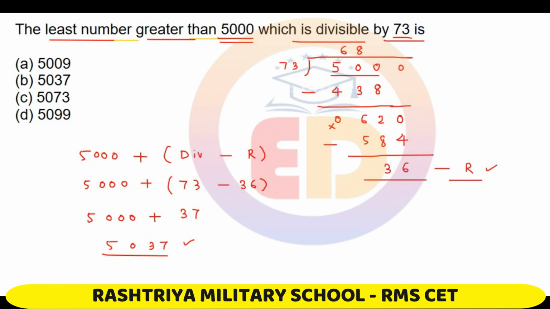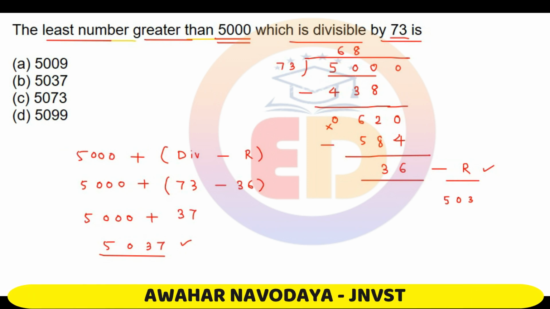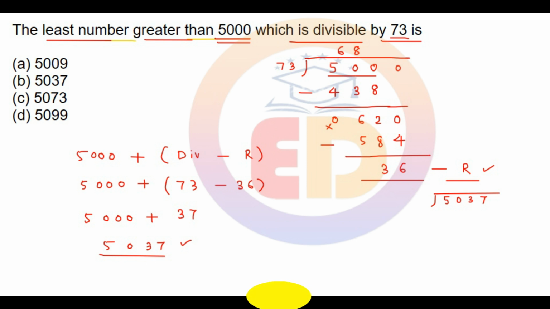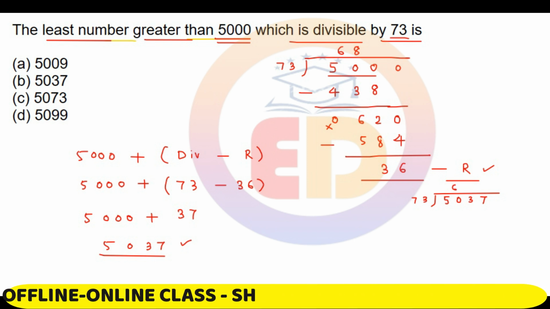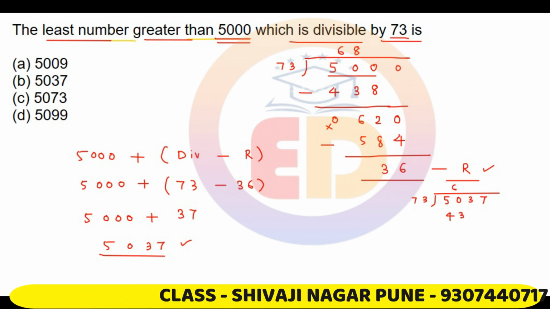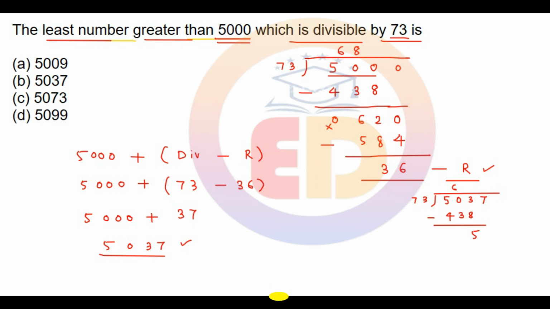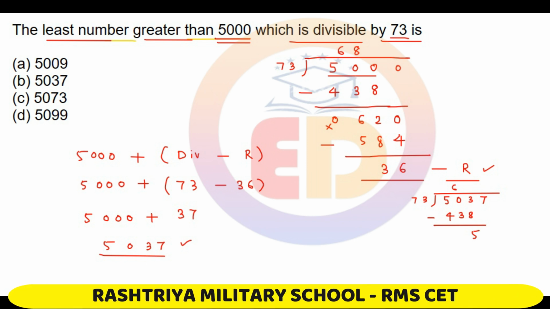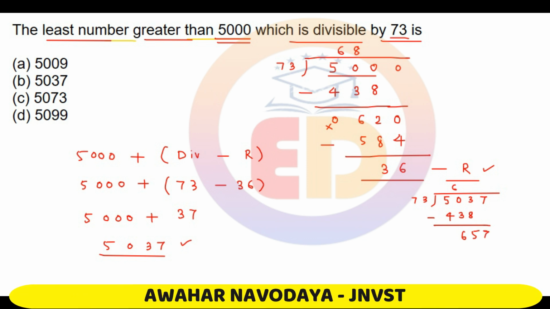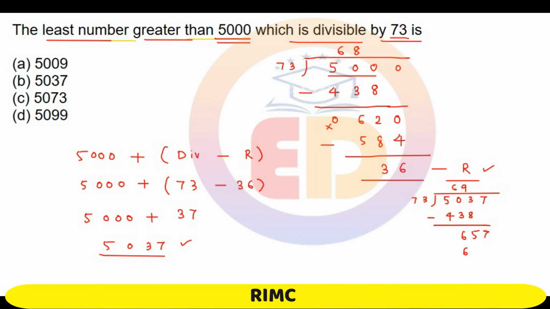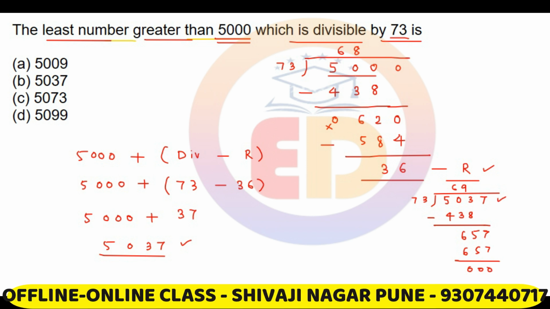I will divide and show you here. Let us divide 5037 by 73 to check whether it is completely divisible by 73 or not. 73 6 times is 438. On subtracting, this is 5, this is 9 minus 3, 6, 657. 73 9 times is 657. This will complete my division, and I see that 5037 is completely divisible by 73.